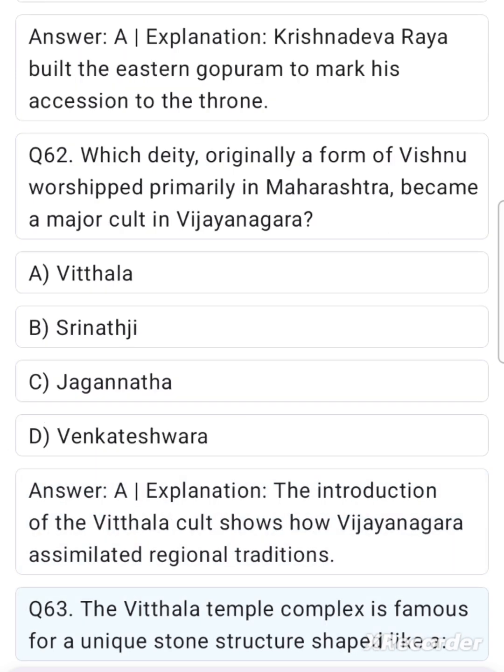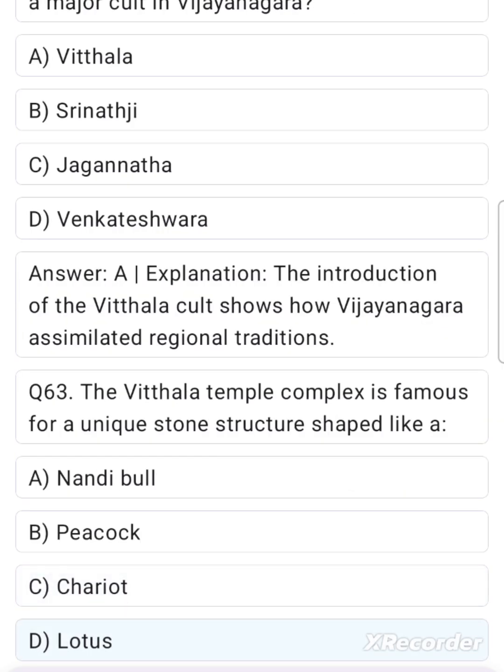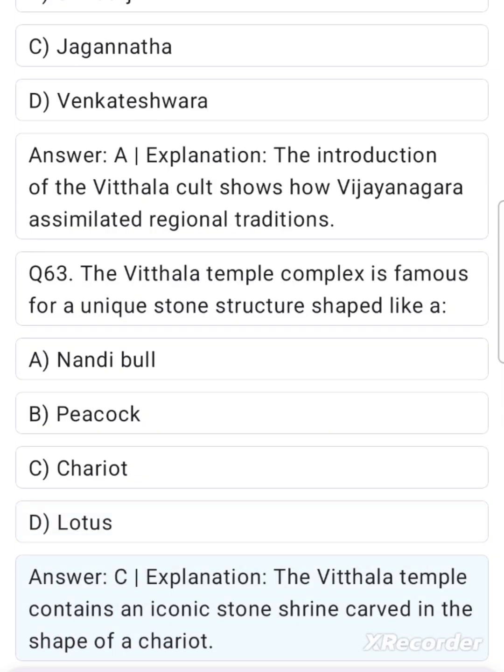Q63. The Vitthala temple complex is famous for a unique stone structure shaped like a: A. Nandi bull. B. Peacock. C. Chariot. D. Lotus. Answer. C. Explanation. The Vitthala temple contains an iconic stone shrine carved in the shape of a chariot.